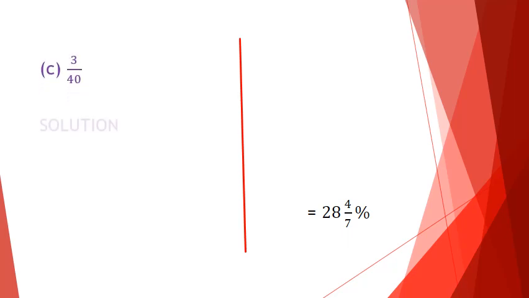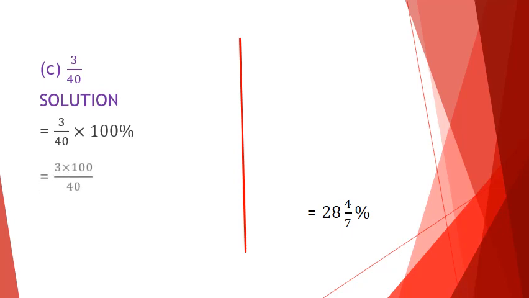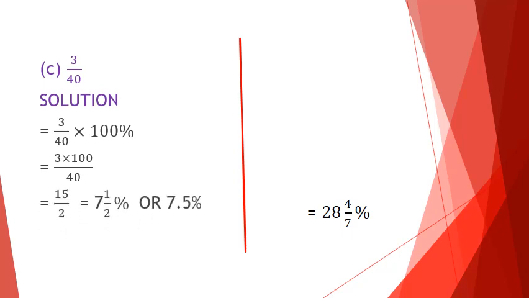Next we move to the next question, 3 upon 40. How to convert into percentage? So 3 upon 40 multiplied by 100. After cancelling we get 15 upon 2. It can be written as 7 integer 1 upon 2 percentage or 7.5 percentage.